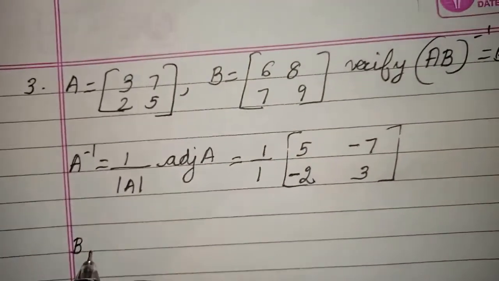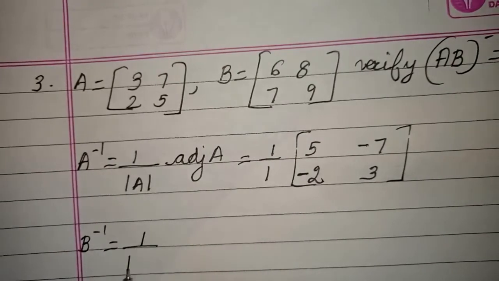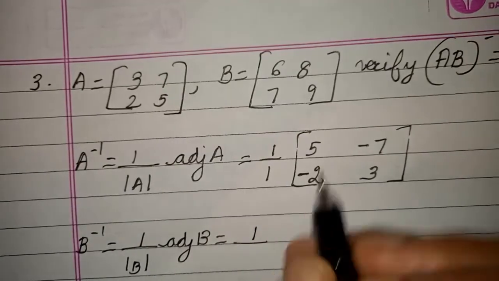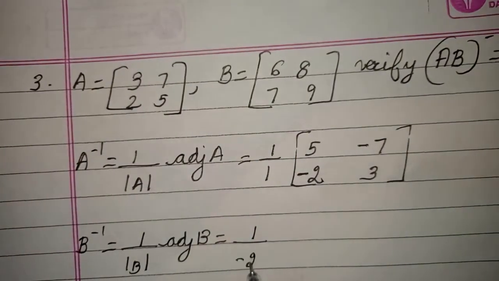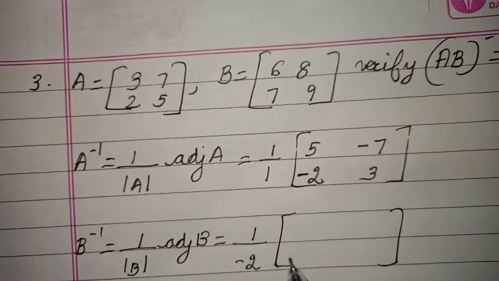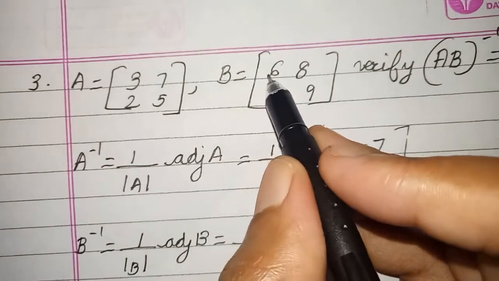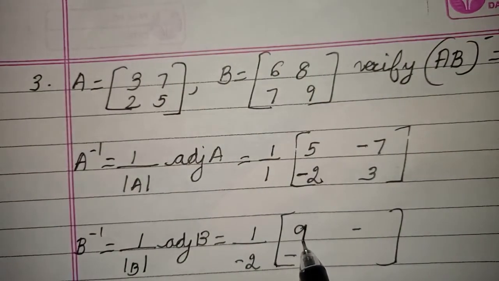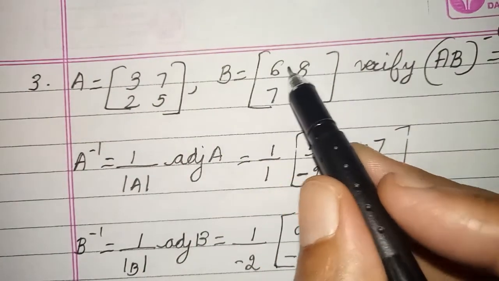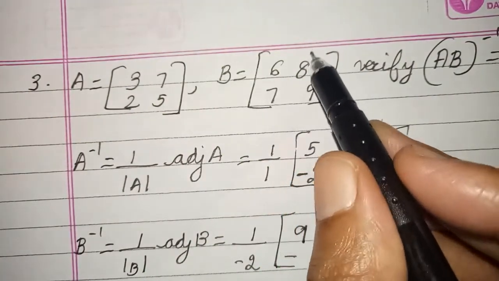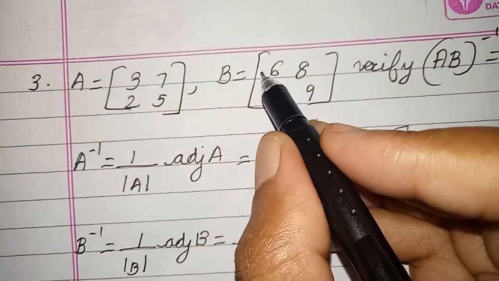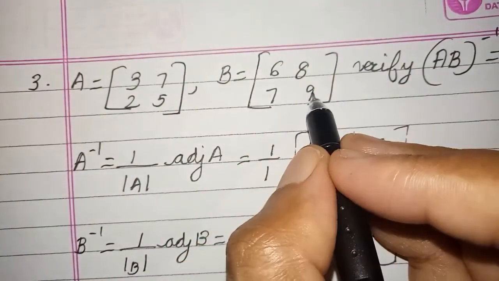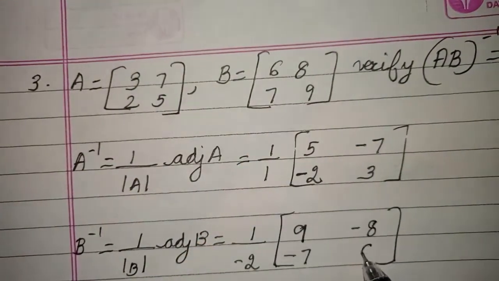And let's find B inverse in the same way. B inverse is 1 upon determinant of B into adjoint of B. So it is 1 upon 54 minus 56, which is minus 2. Adjoint of B again: this position is negative, this position is negative. First row, first column. First row, second column. Second row, first column. Second row, second column. Is that clear?